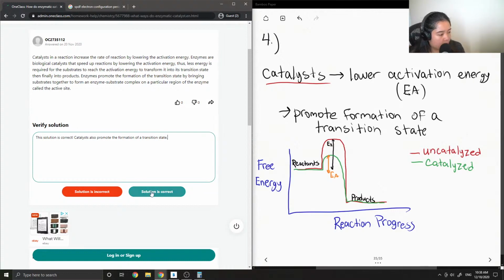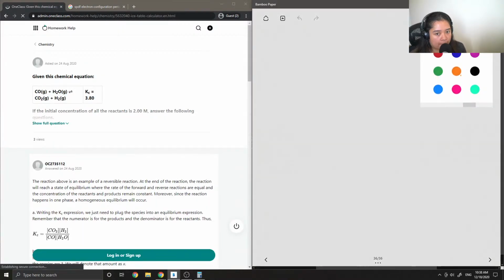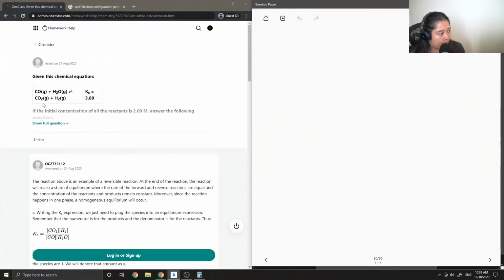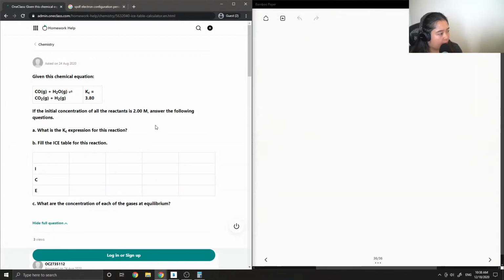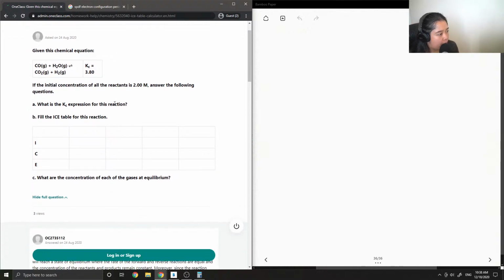Okay, so now let's move on to question number 5. Okay, so it says, given this chemical equation, if the initial concentration of all the reactions is 2 moles per liter, answer the following questions. What is the Kc expression? And fill in the ice table for this reaction. What are the concentration of each of the gases at equilibrium?